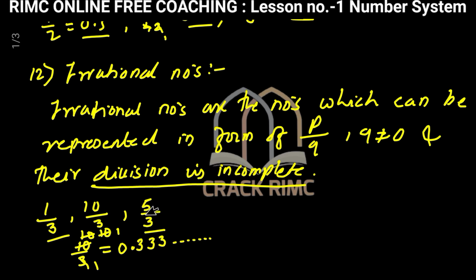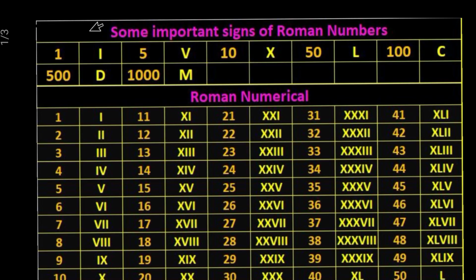Clear? Okay. Okay students, so our last type of numbers is Roman numbers. These types of questions are generally not asked in the RIMC paper today, but we will have a look at it. In Roman numbers, we have mainly these 7 types of numbers: 1, 2, 3, 4, 5, 6, 7.